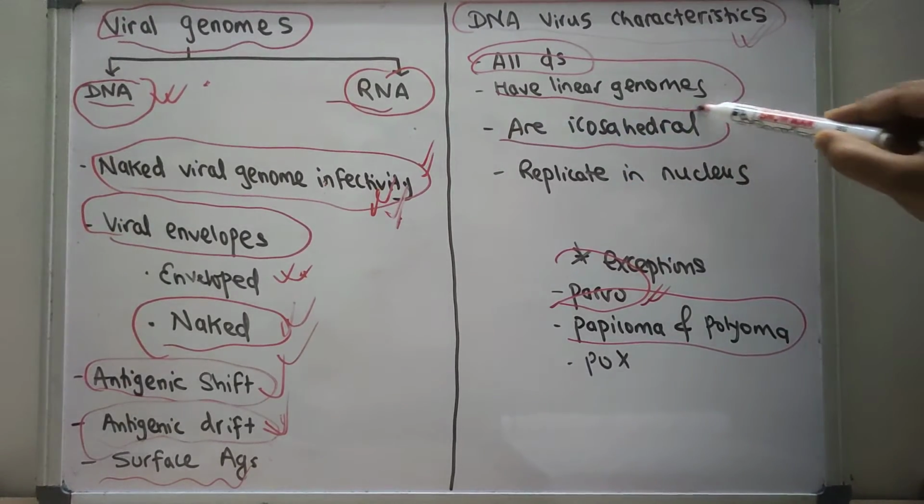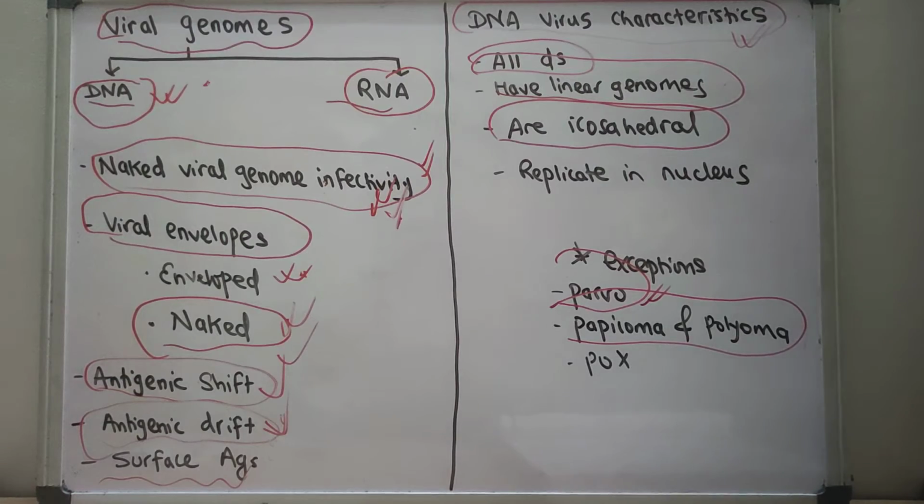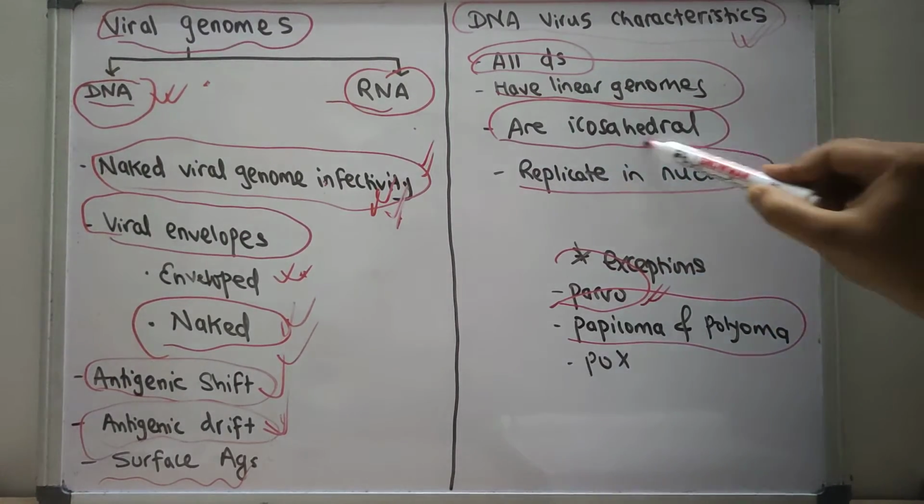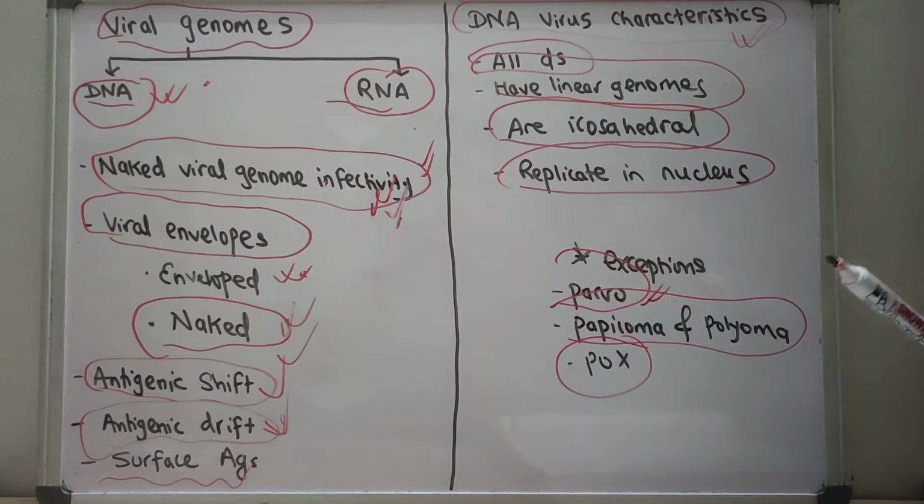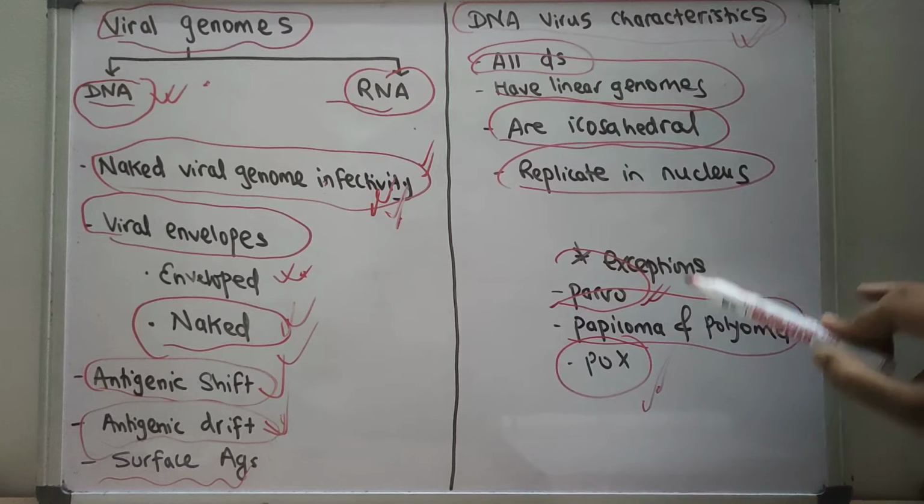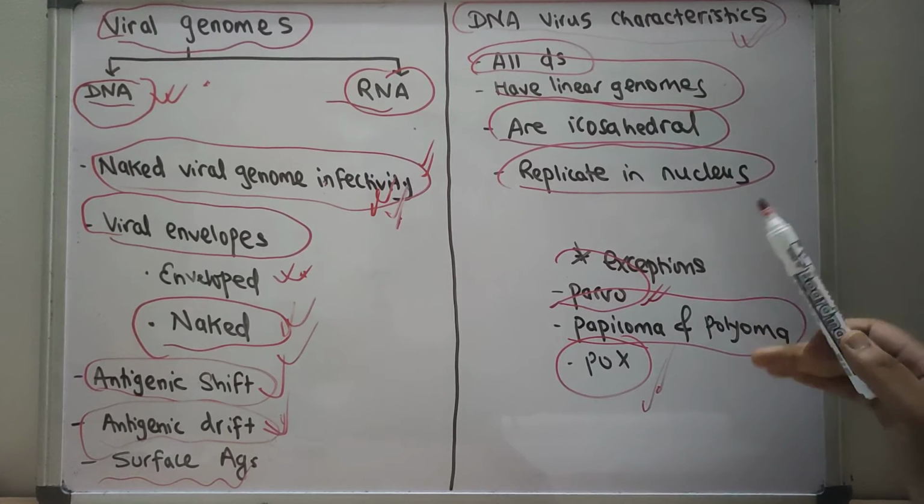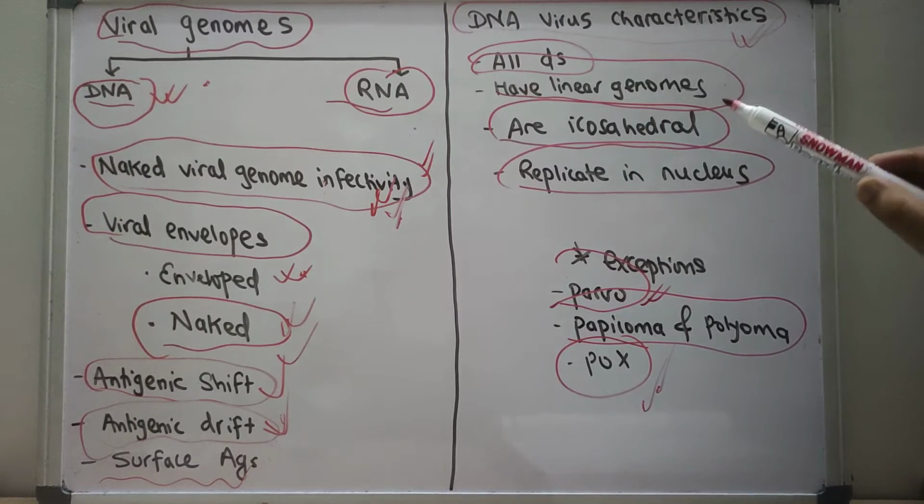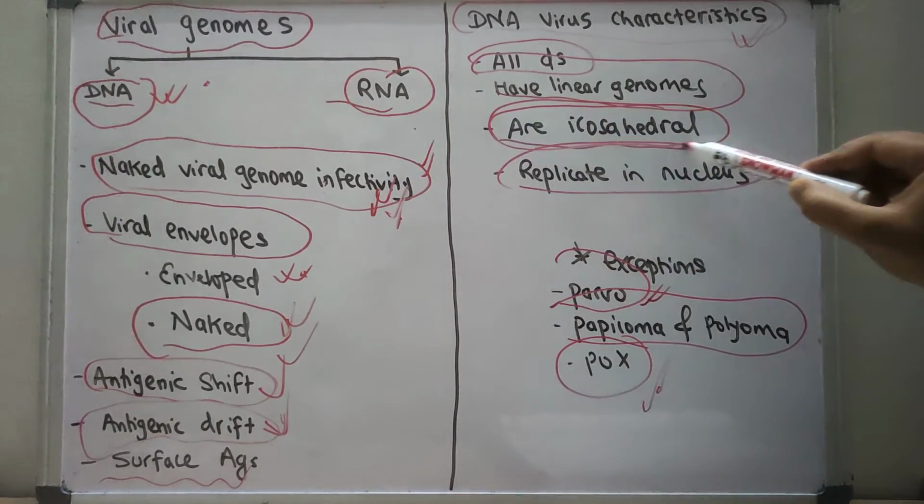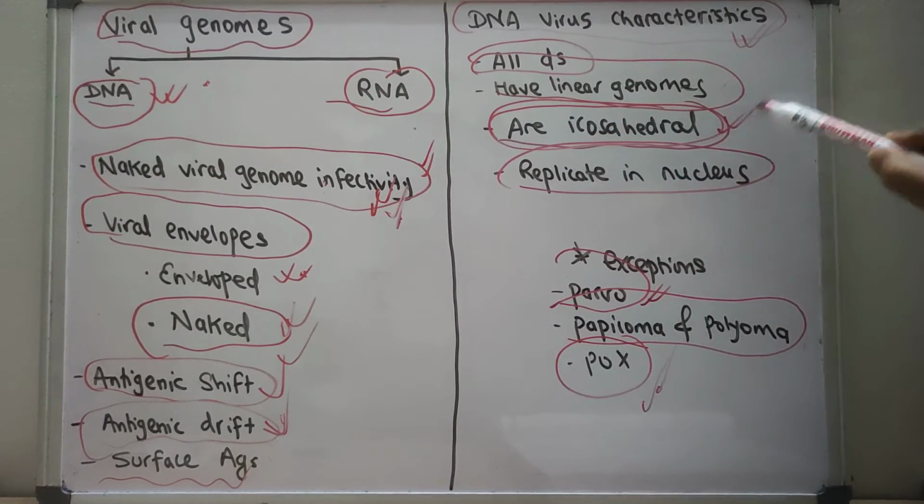All DNA viruses are icosahedral and they replicate in the nucleus except the pox virus. The pox virus carries a DNA-dependent RNA polymerase, so it does not replicate in the nucleus. And the pox virus is also not icosahedral, it is complex. So this is all about the various viral genomes.